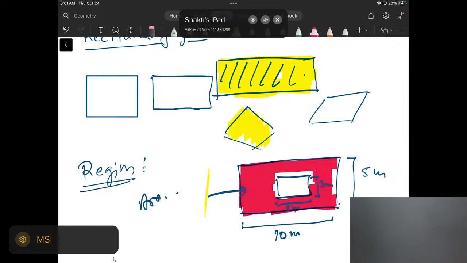Area of colored region. Before understanding and solving the questions, we should know what exactly a region is. A region is a part of a plane which is enclosed by some line segments. So this is the line segment over here. What we are trying to do is compute the area of this particular region.